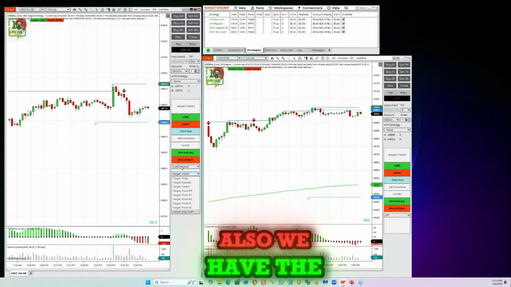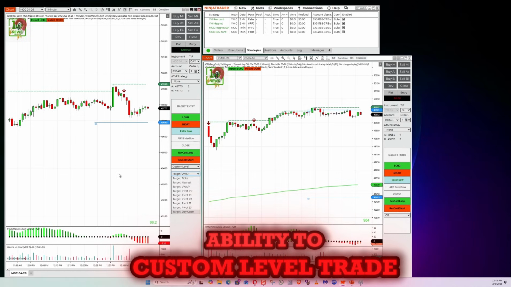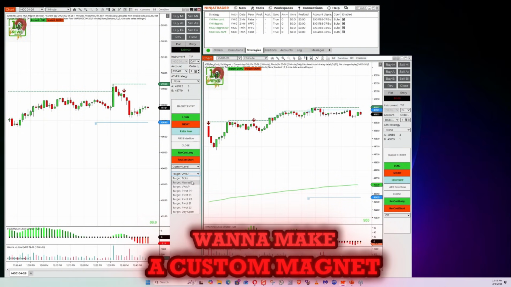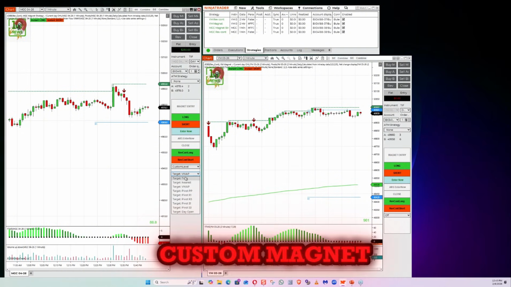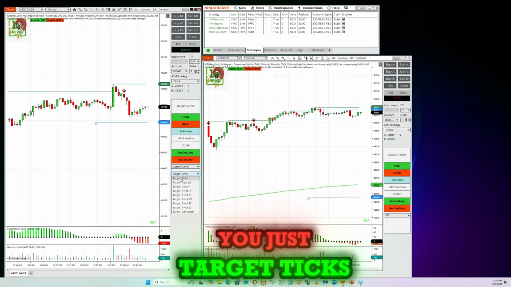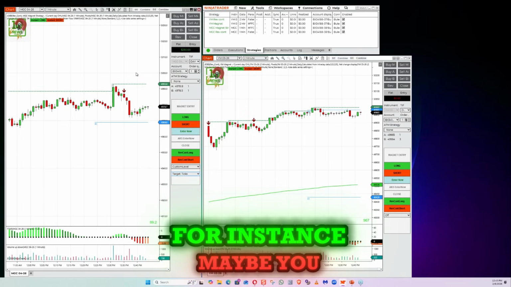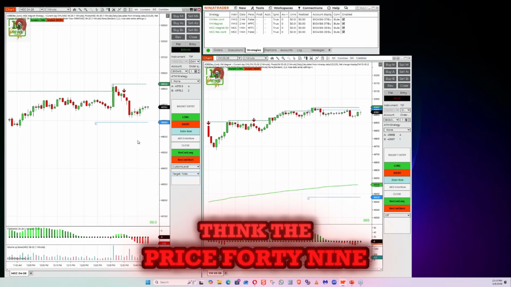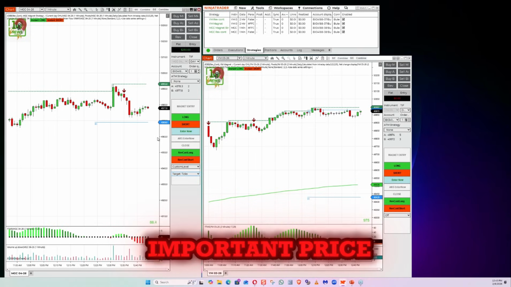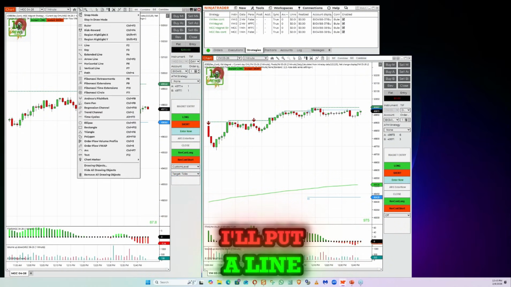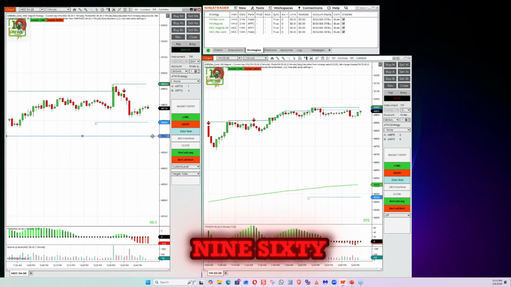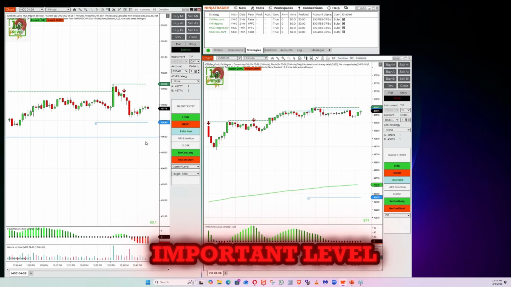Also, we have the ability to custom level trade. Any price that you want to make a custom magnet, you can make it a custom magnet. Instead of targeting the VWAP, you just target ticks. So you could say, for instance, maybe you think the price 49.60 is a very important price. 49.60. I'll put a line on it just so you understand what I'm talking about. So right here, 49.60. You think that's a very important level.